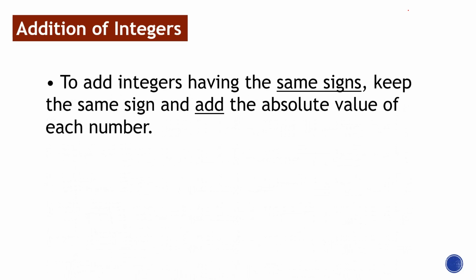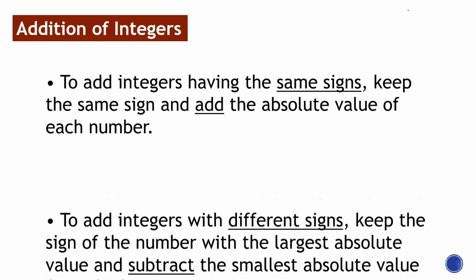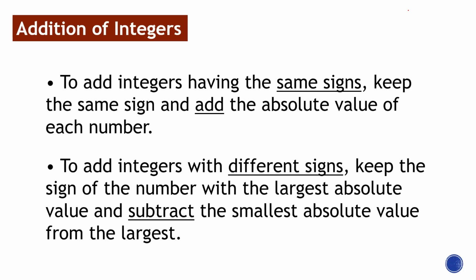Okay, I'm talking about this rule to add integers having the same signs. Keep the sign and add the absolute value of each number. And then to add integers with different signs, keep the sign of the number with the largest absolute value and subtract the smallest absolute value from the largest.